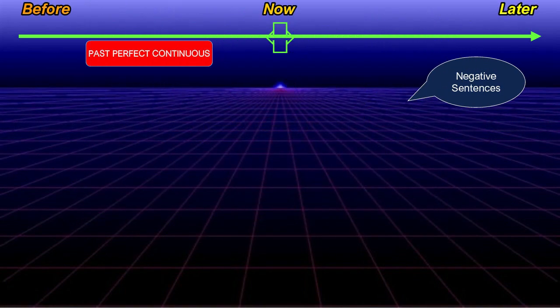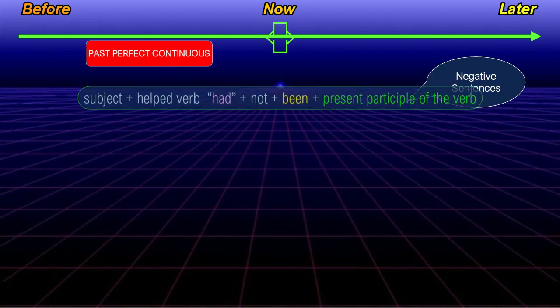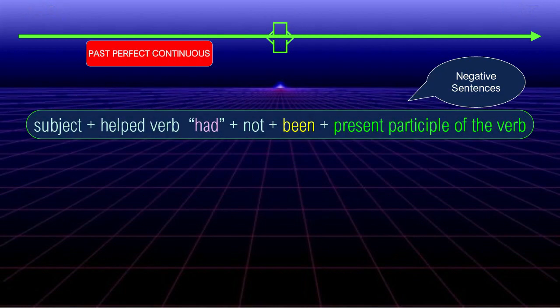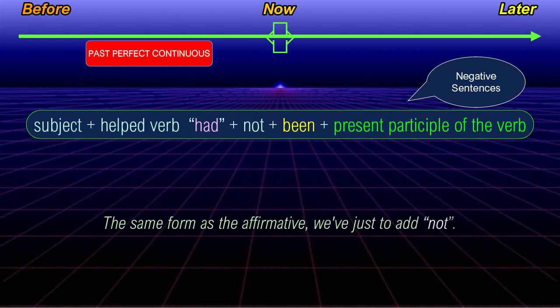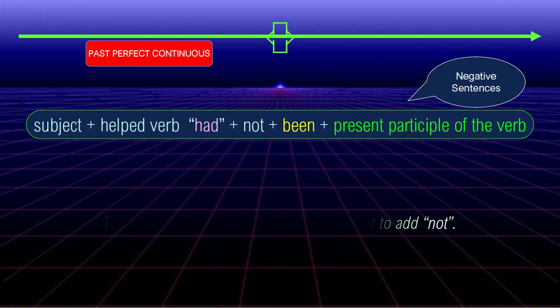The structure of the past perfect continuous in negative form is subject plus helped verb had plus not plus been plus present participle of the verb. The same form as the affirmative, but just to add not.